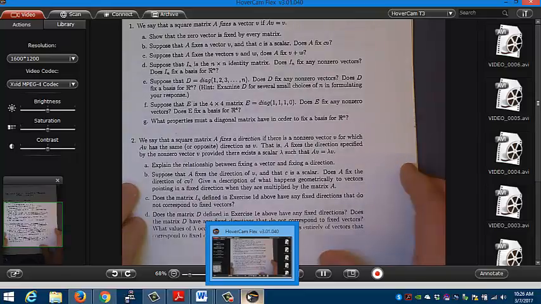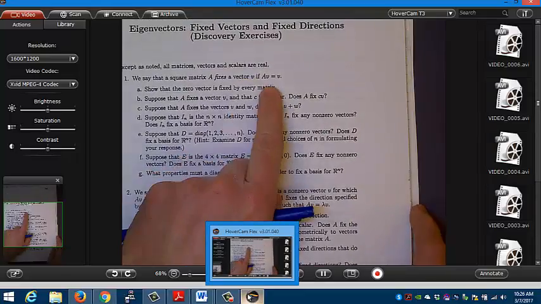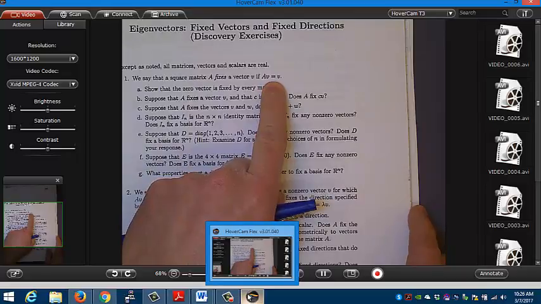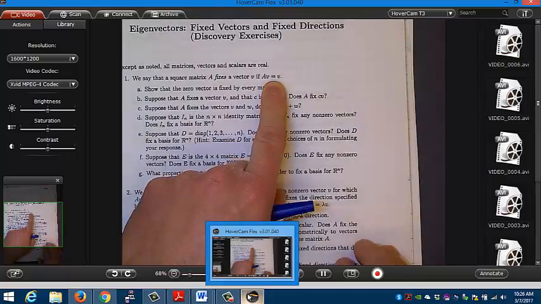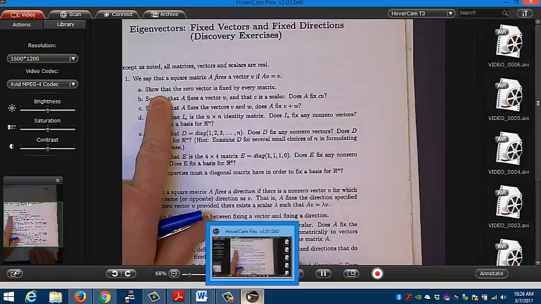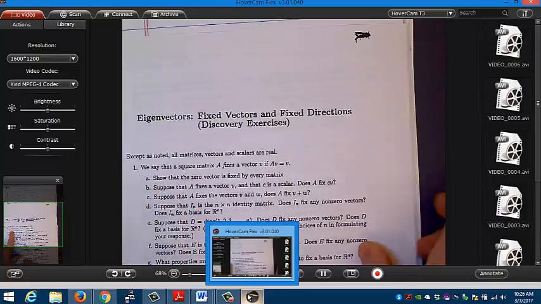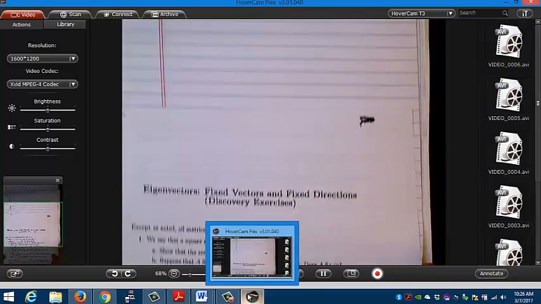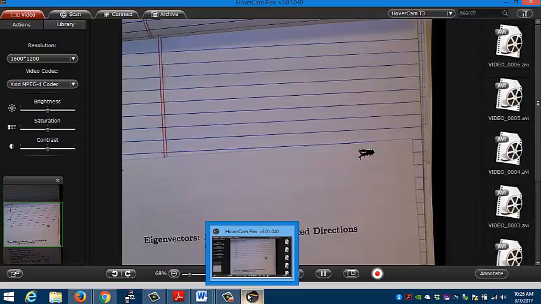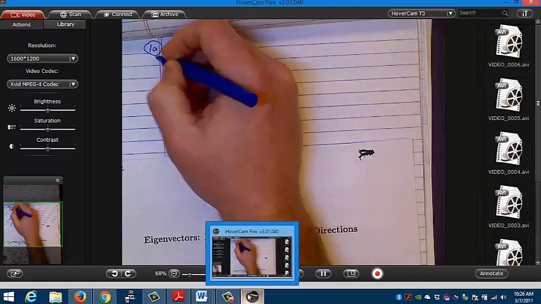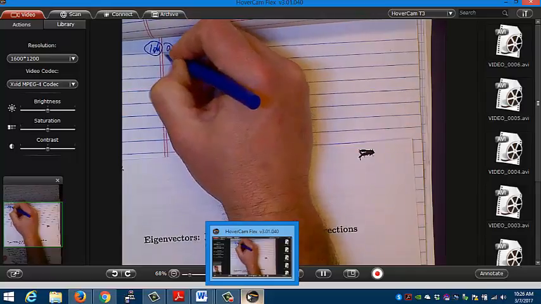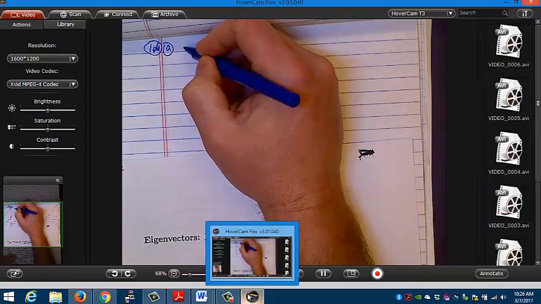It says, we say a square matrix fixes a vector if A times V equals V, right? So you might say that fixed vectors are special kinds of eigenvectors. They're eigenvectors where the eigenvalue is 1. Part A: show that the 0 vector is fixed by every matrix. And guys, it says discovery, but I think if I do these first few for you, you can discover the rest more quickly.